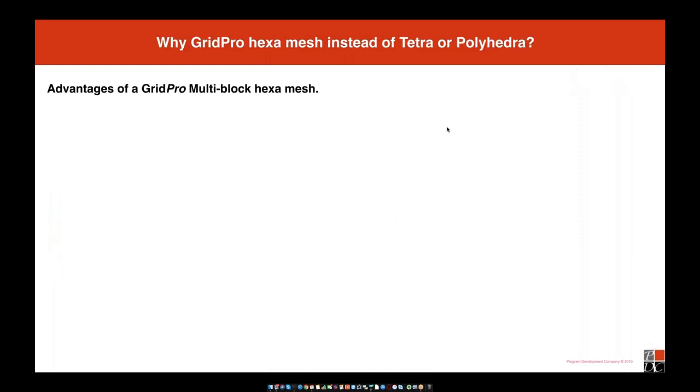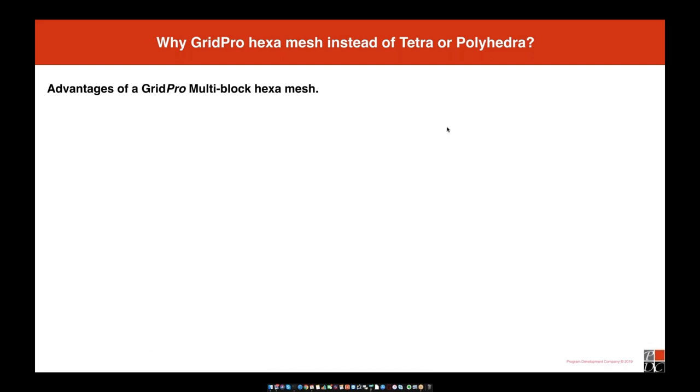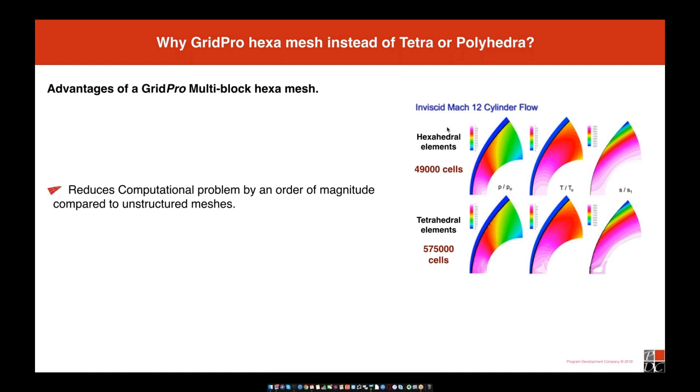Now, why GRIDPRO mesh when compared to the other options available in the market? First, a few general points related to multi-block meshing. Multi-block meshes give you flow aligned grids, which gives you better physics capture and also leads to faster convergence. Secondly, it reduces the computational problem by an order of magnitude. Here in this example, we see the number of cells are a lot lesser compared to what a TET mesh would have. This is primarily because tetrahedra cannot be stretched, whereas hexahedra can be stretched, and fewer hexahedral cells can fill the domain more efficiently when compared to other shapes.